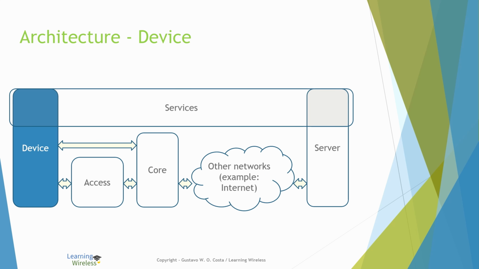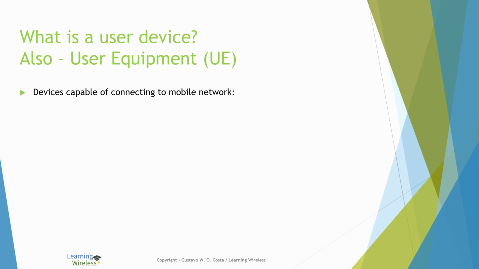We talked about the services. Now let's talk about the devices that we use daily to be able to use such services. Well, what is a user device? This is also known in the technical world and in 3GPP specifications as UE, a user equipment. So basically, we're talking about the devices which are capable of connecting to a mobile network.